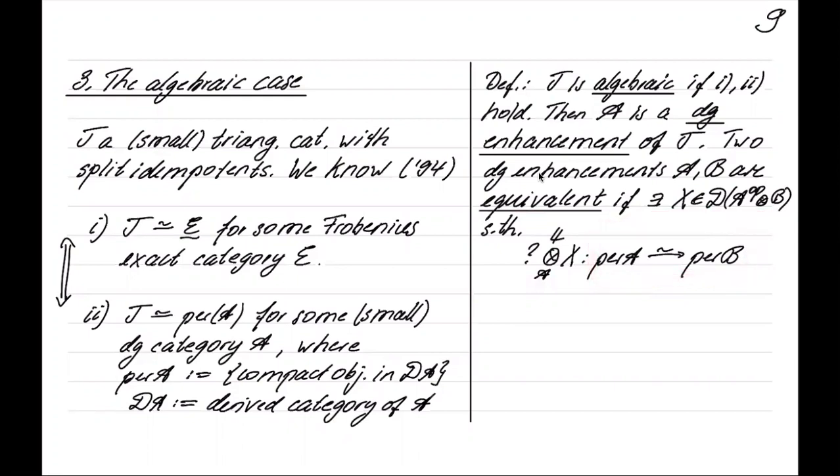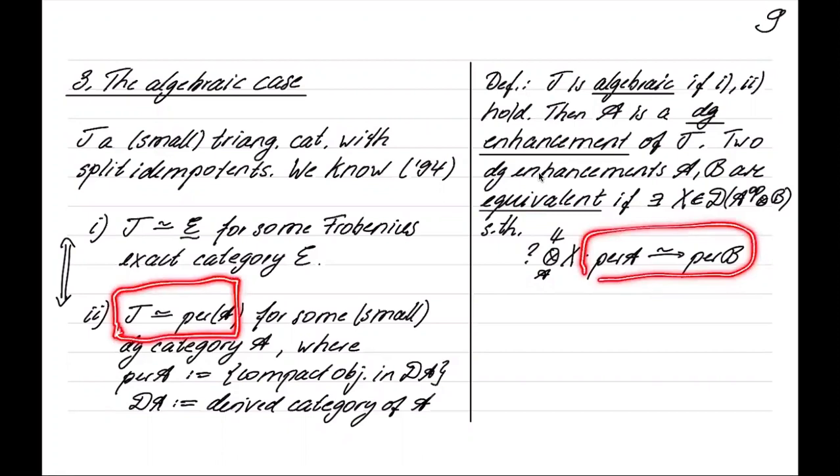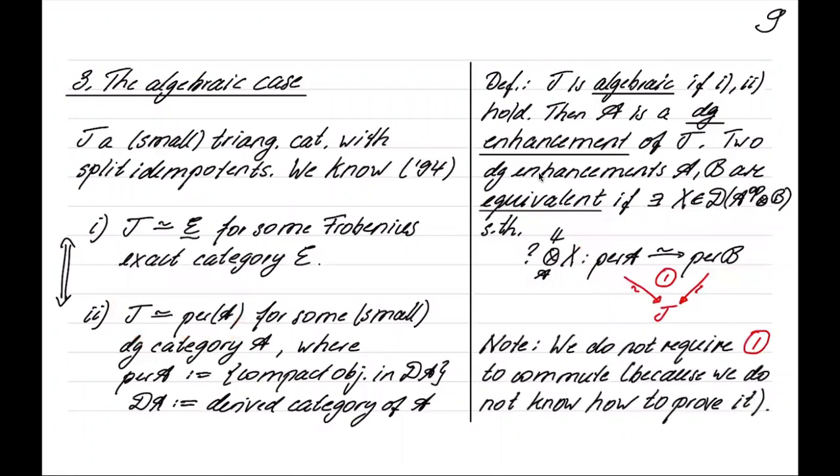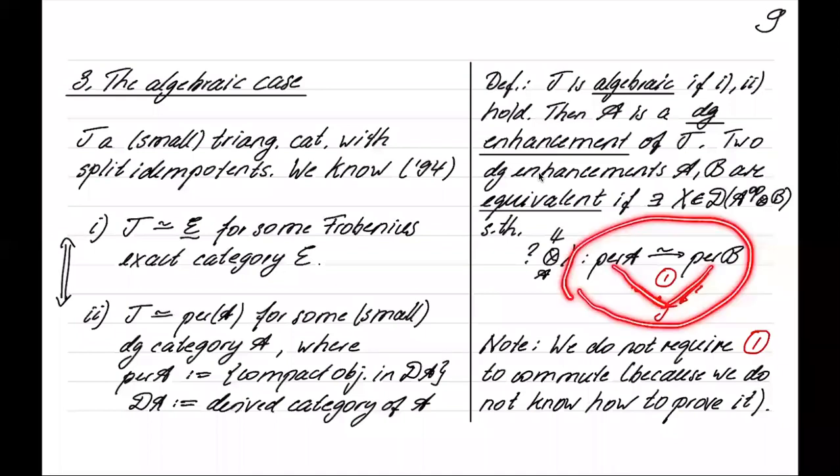Now it would be natural to require this equivalence to be compatible with these equivalences. So it would be natural to require this triangle to be commutative once we fix these equivalences, but we do not require that, because we have no idea of how to prove it in practice. So that's because of our ignorance, we do not require this natural condition.